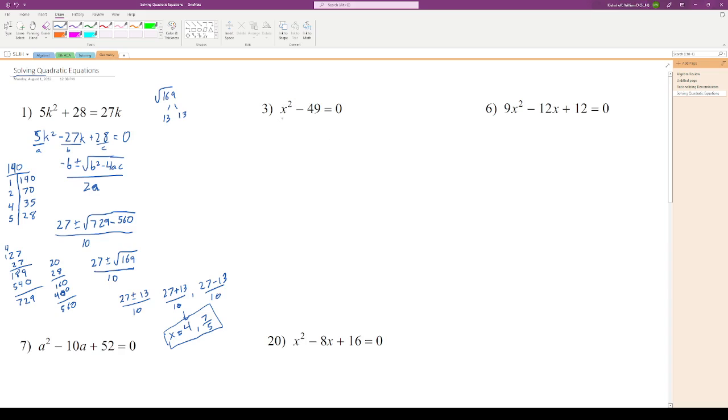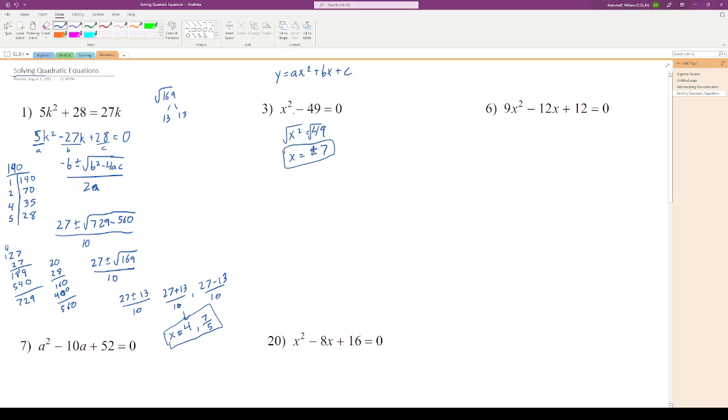Okay, so second one, we have x squared minus 49 equals 0. This one doesn't have a b term, so in our standard form of ax squared plus bx plus c, we only have the a part and the c part. There's no b. What that means is this should be solved by taking a square root. So we're going to move the 49 over and get x squared equals 49. And then we're going to just square root both sides. That gives us x equals plus or minus the square root of 49, which happens to be 7. So here x equals 7 and x equals negative 7. Those are our two answers.